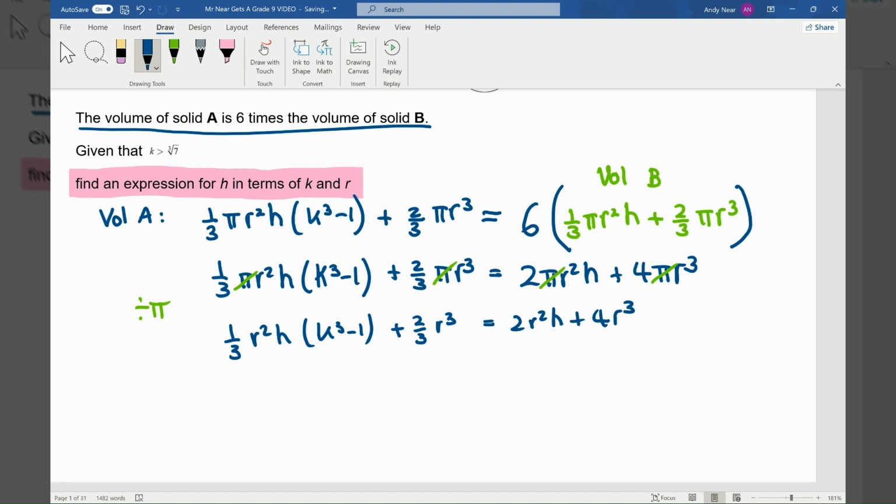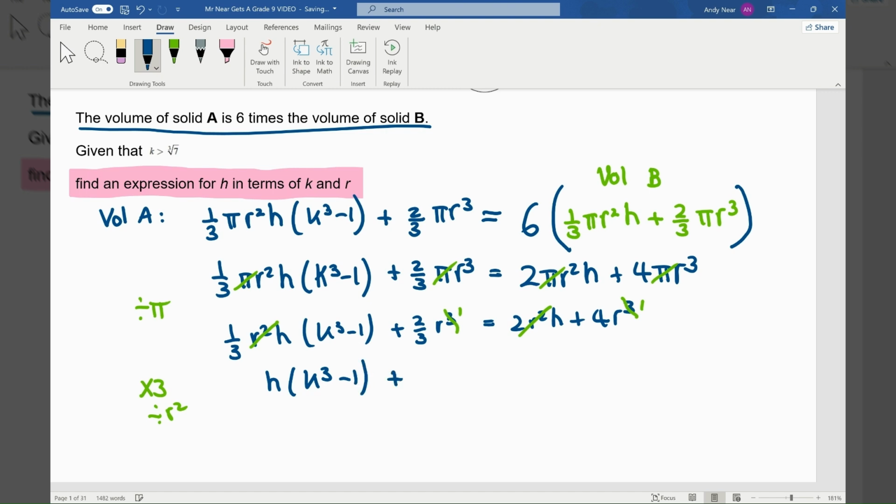I can then multiply everything by 3 and divide everything by r squared. So I'm going to multiply everything by 3. Why? Because I want to get rid of these fractions. And I'm going to divide everything by r squared. I'm going to knock that down to 1. R squared is going to cancel, and I'm going to knock that down to r to the 1. And I'm going to multiply it by 3. So when I multiply it by 3, the third disappears, and I'm left with h times k cubed minus 1.